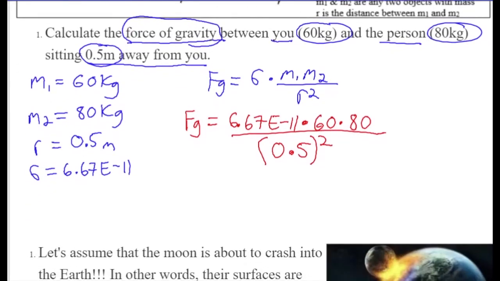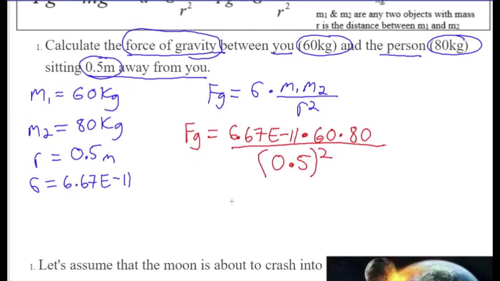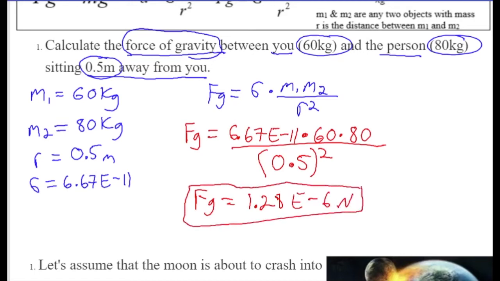Do some math, and we end up getting a force of gravity that should be equal to 1.28 e to the negative 6 newtons. And you're going to notice that this number is extremely small, right? E to the negative 6, that's a very, very tiny force of gravity, which makes sense because the two masses are you and another person. And this is the force of that gravitational pull that you're going to feel towards each other.